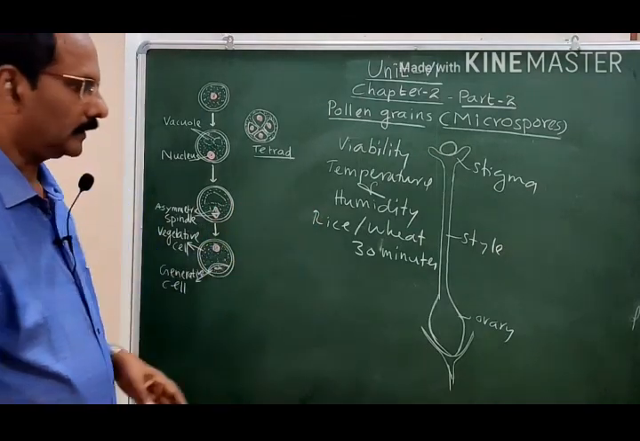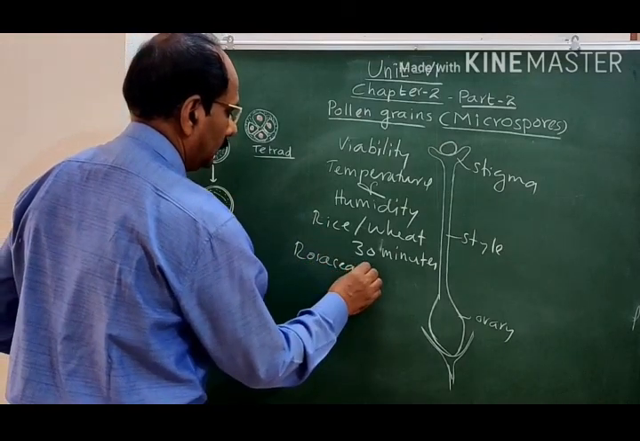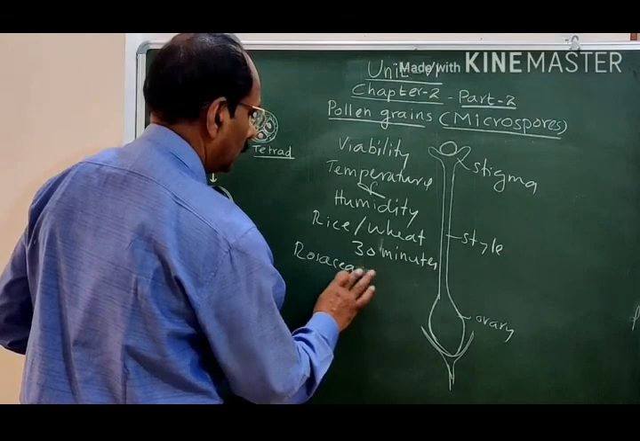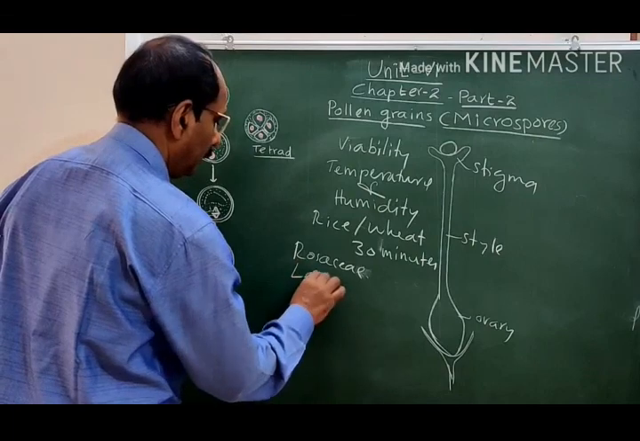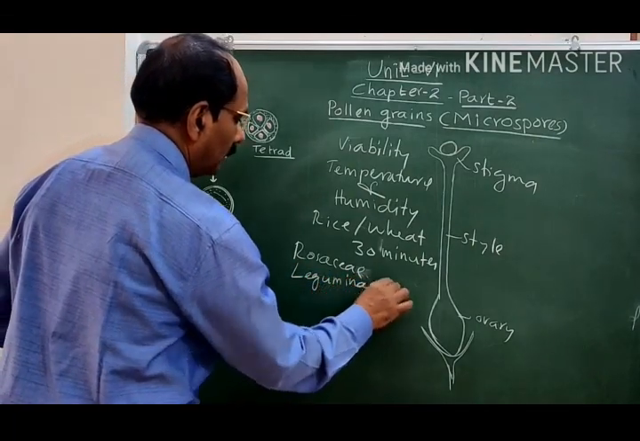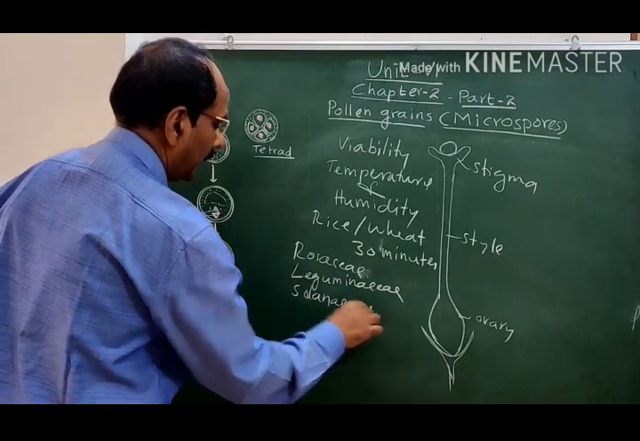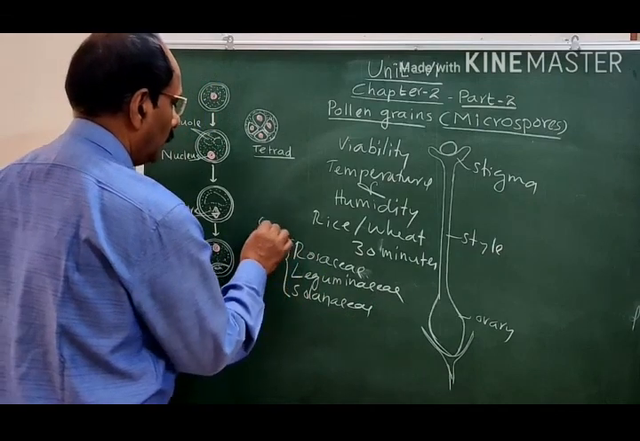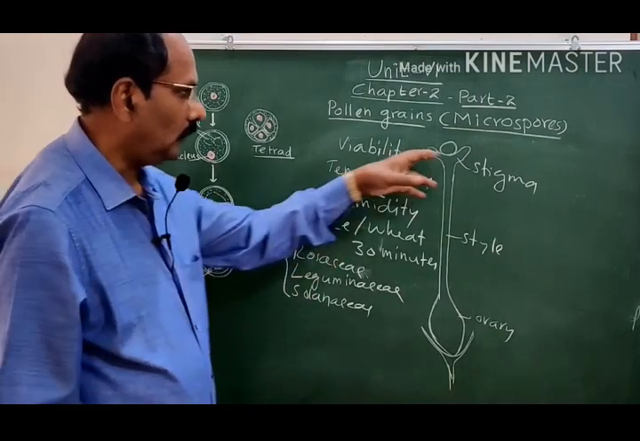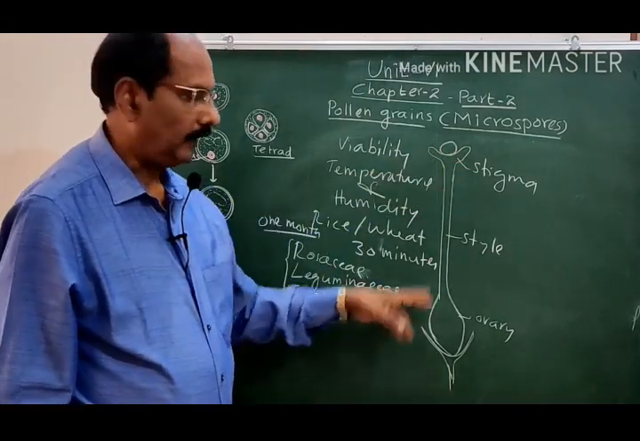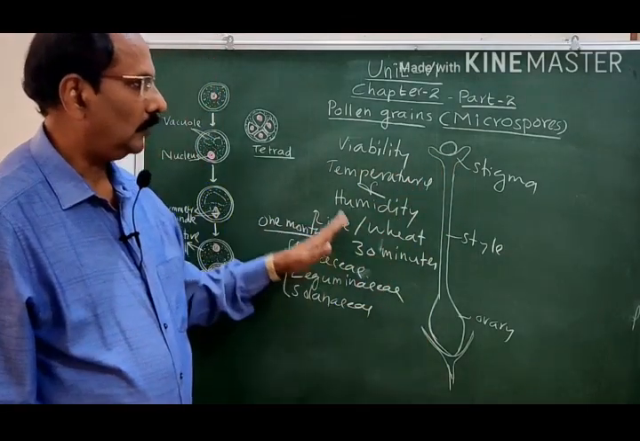But in some other plants, for example the family Rosaceae, to which the rose plant belongs, Leguminosae, the pea family, and Solanaceae, the potato family, the pollen grains can remain viable for 1 month. So within 1 month, the pollen grains must fall on the stigma. Only then will they germinate and the mature male gametophyte will be produced. So that is about the viability of the pollen grains.